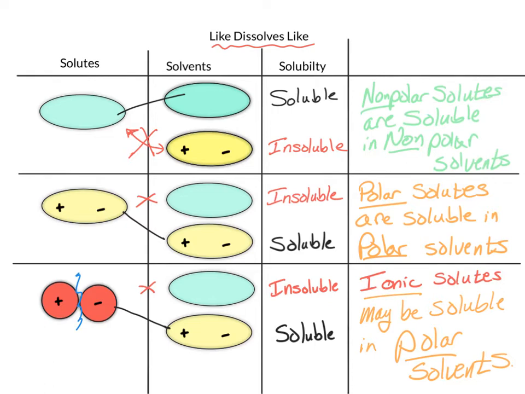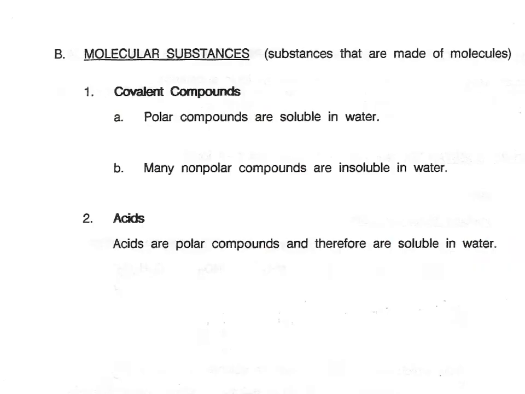Next, we'll look at the molecular compounds, and we'll be focusing on this like dissolves like rule to see how it affects the solubility of different acids and covalent compounds. Then we'll look at the ionic compounds. When we look at molecular compounds, we'll be focusing on the phrase like dissolves like that has been mentioned earlier. In the case of covalent compounds, we have two types. They can be either polar or nonpolar.